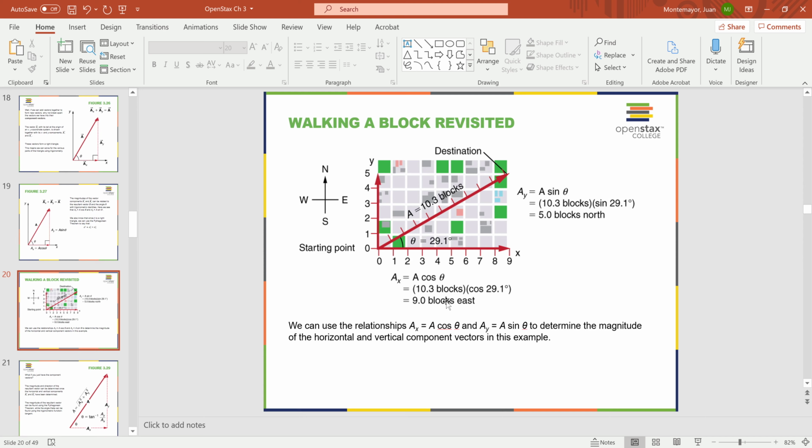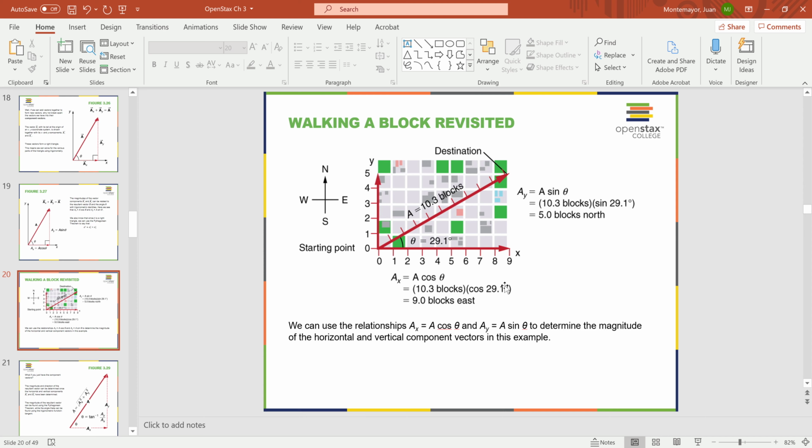So here, let's go back to the original equation. We can say that our AX here, let's make sure that this works. If we know our vector here is 10.3, right? That's what we had solved. If we do 10.3 times cosine of 29.1, we should get this 9 blocks, and we do. Same thing for Y. We do A sine of 29.1, we get 5 blocks north. So they're interchangeable. We can go back and forth between these.